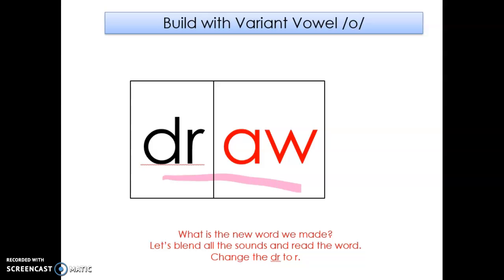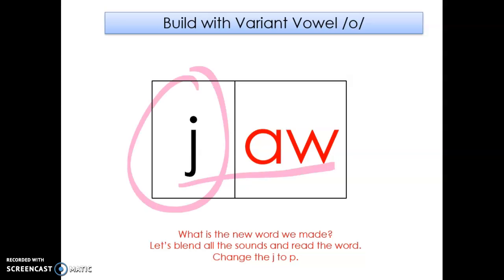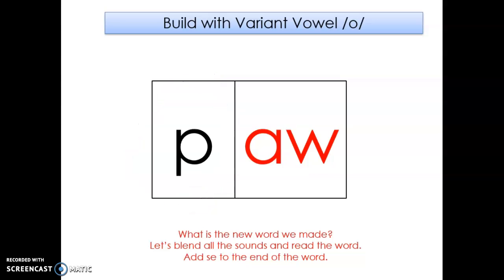What's the word? Change DR to R. Think. Say, word is raw. What's the word? Change R to J. Think. Say, word is jaw. What's the word? Change J to P. Think. Say, word is paw. What's the word?